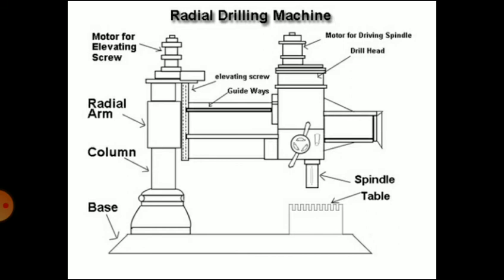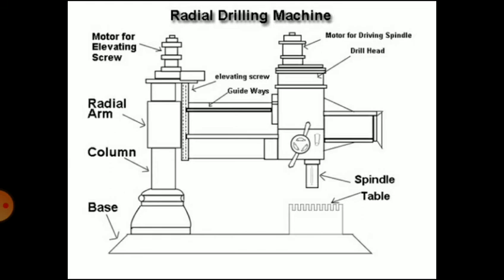Then the second part is the column. It is a cylindrical casting mounted vertically at one end of the base. It supports the radial arm, which slides up and down on its face. So the radial arm can be moved in an upward or downward direction along the column. An electric motor is mounted on the top of the column for vertical adjustment by rotating the elevating screw.